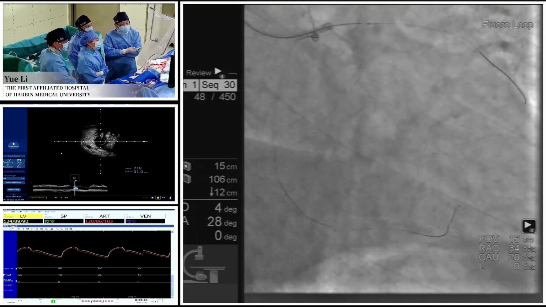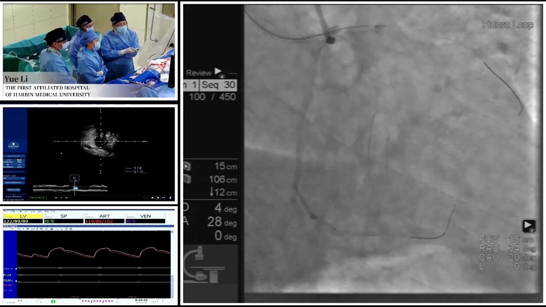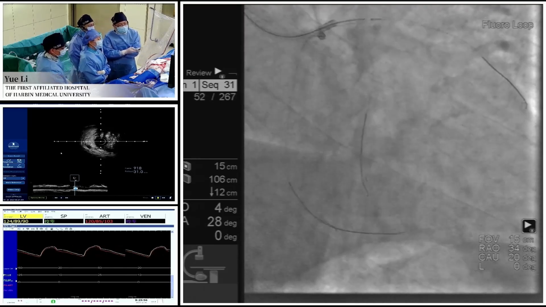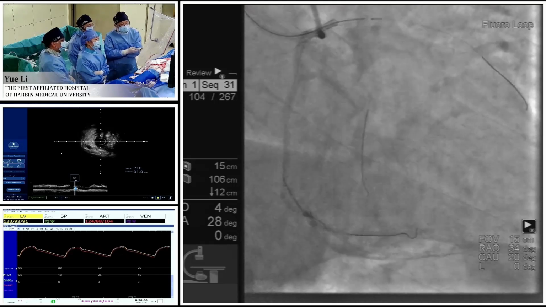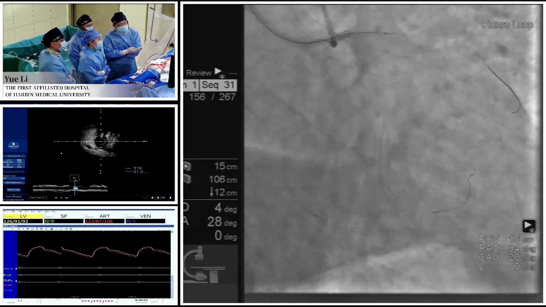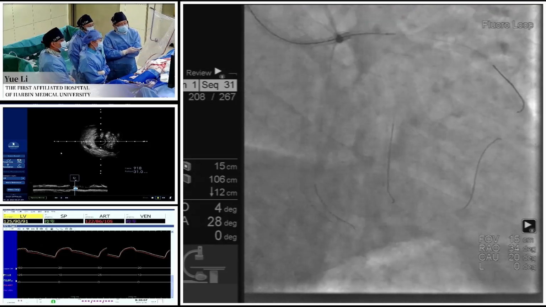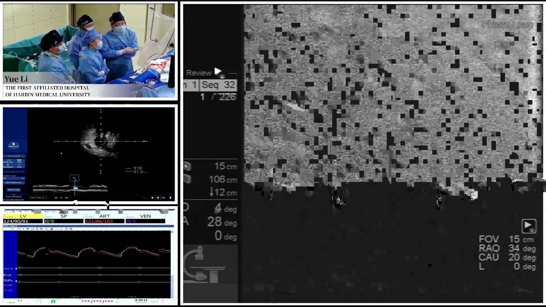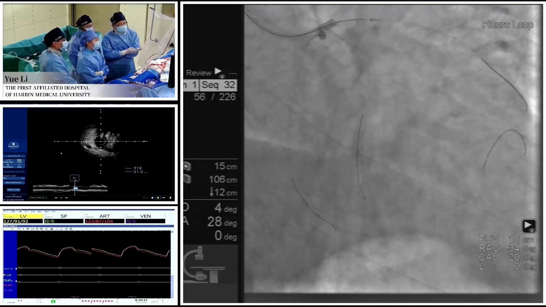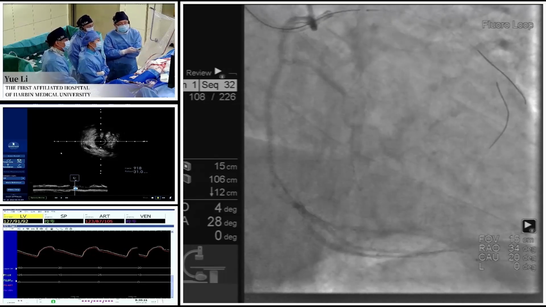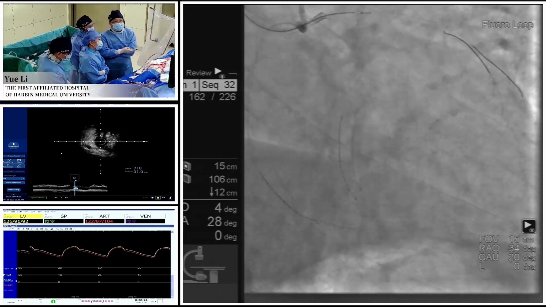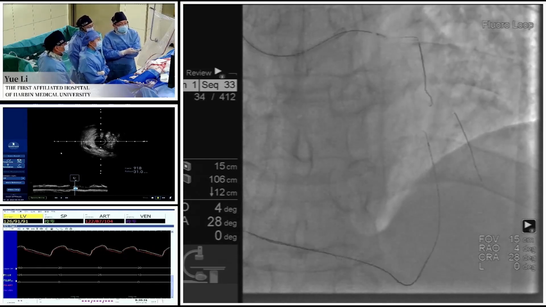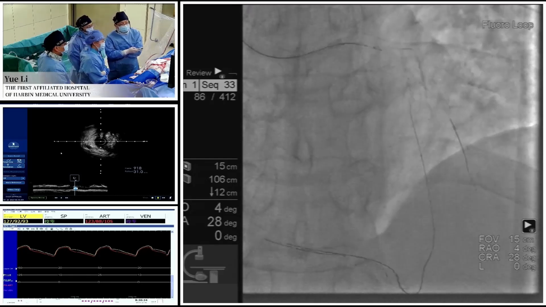On the first try, we can see the wire goes to maybe some collateral channel, but not the optimal channel. This time, the surfing went through successfully to the distal LED. Should be the distal LED. One tip and trick: advance the retrograde wire a little bit further to give enough backup support. And then the Corsair microcatheter was advanced to the distal LED.